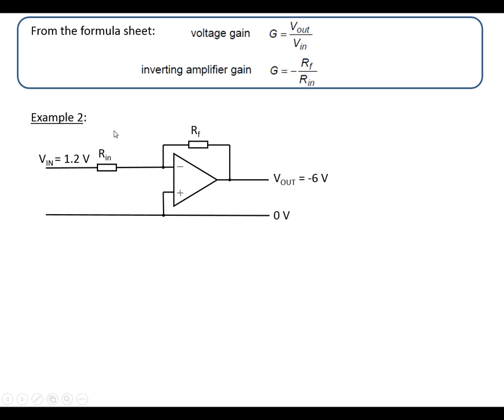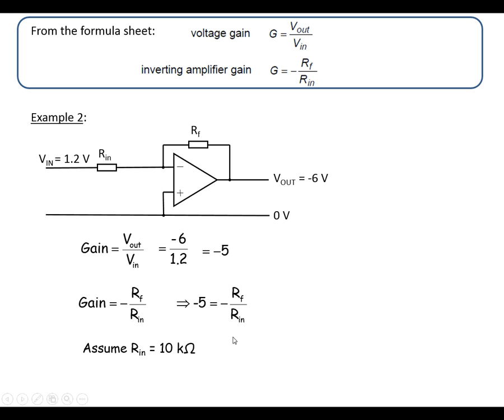Next example, we've got V in and V out, and we've got to come up with suitable values for Rin and RF. So use the top formula to work out what the voltage gain is. Minus 6 volts divided by 1.2 comes out as minus 5. So we know we've got a gain of minus 5. Using the second formula, we know that the gain is equal to minus RF over Rin. So in other words, if we know the gain, we can work out RF and Rin.